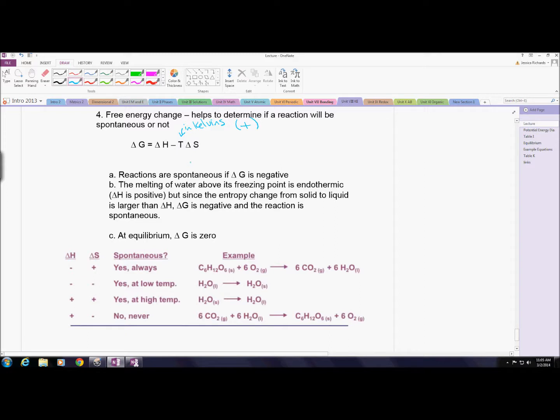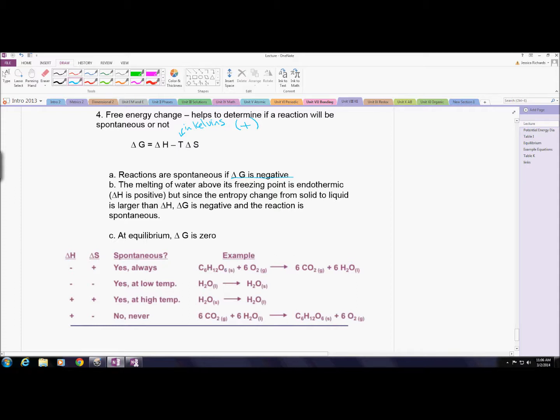So what we really need to look at are the signs of our delta H and our delta S to see whether they are going to be spontaneous or not. If your delta G has a negative sign, that means you have extra energy than you need, and the reaction will be spontaneous. So if we look down here at some examples, this is the easiest way to explain it.